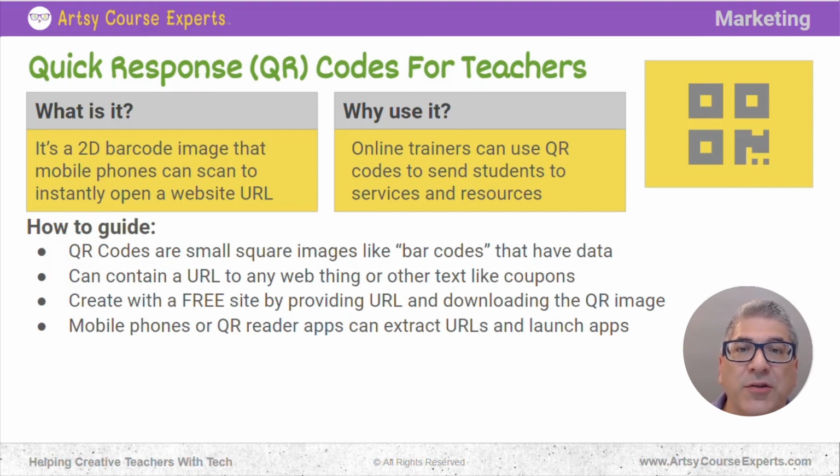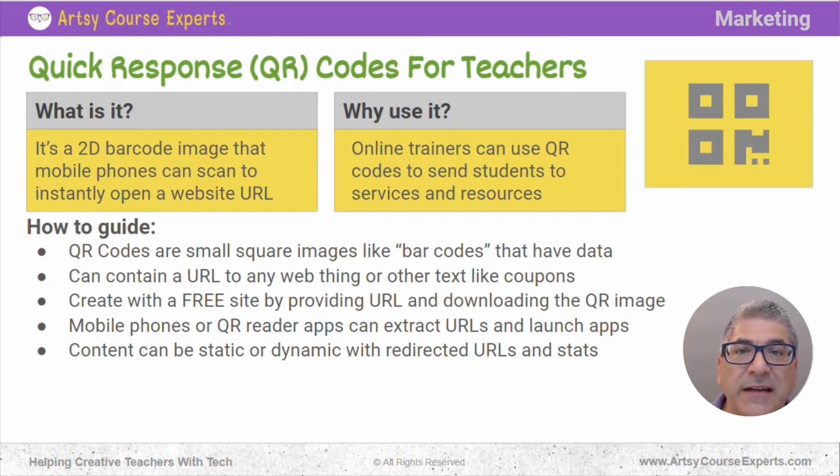Now, QR codes can be static or dynamic. So if they're static, that means the QR code is built with one website in mind. So when you created the QR code, whenever they open this QR code, it's going to go to a certain website. Or it could be dynamic, which means it changes over time.